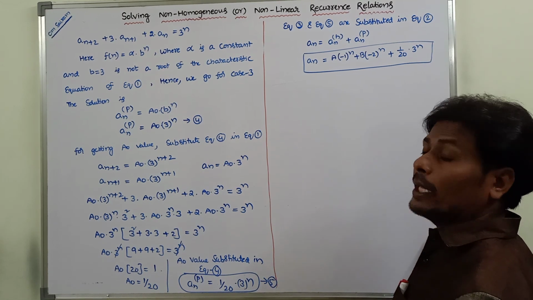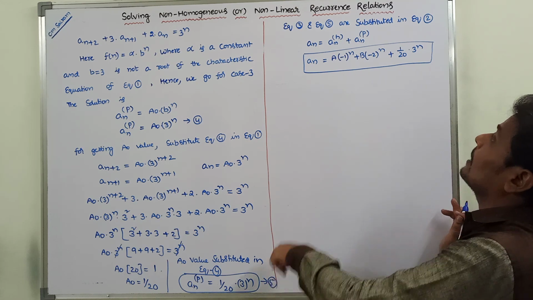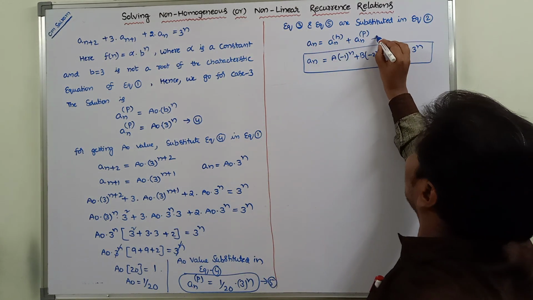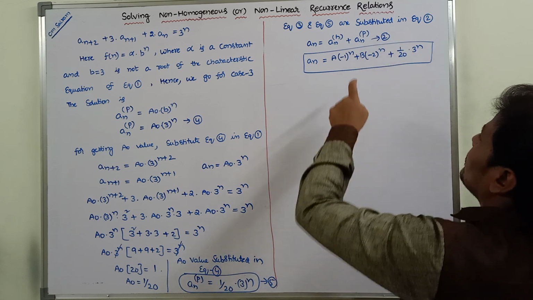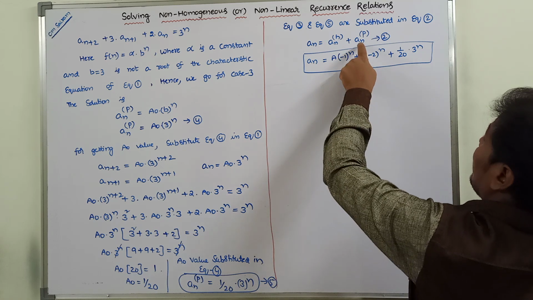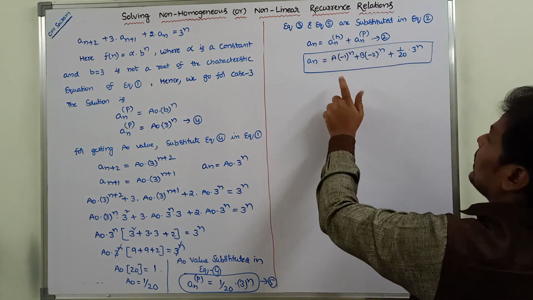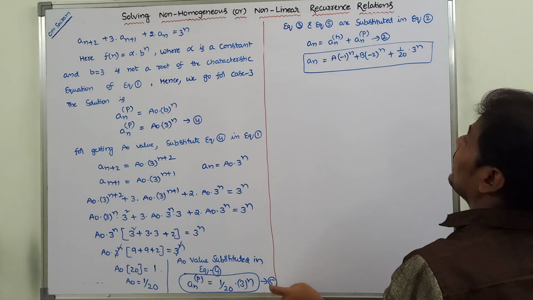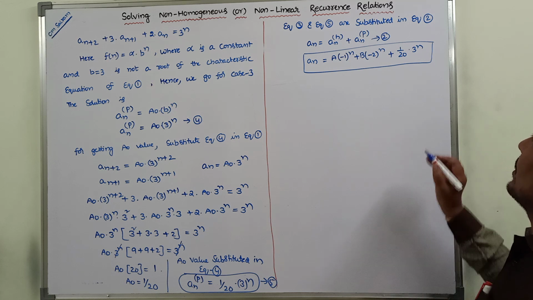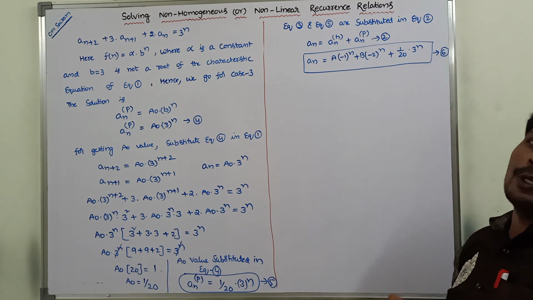Now after substituting equation 3 and equation 5 in equation 2, this is equation 2. In this equation we have to substitute a suffix n power h, that is equation 3, and a suffix n power p, that is equation 5. Once we substitute these two equations 3 and 5 in equation 2, we get the final equation. So this is equation 6. This is the final solution.